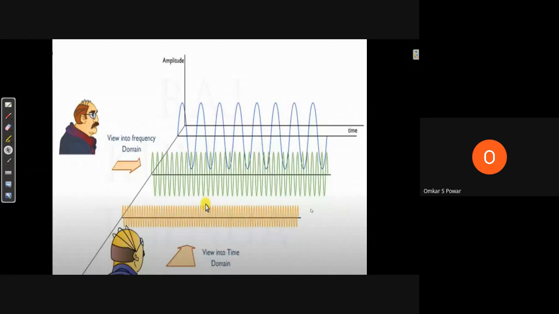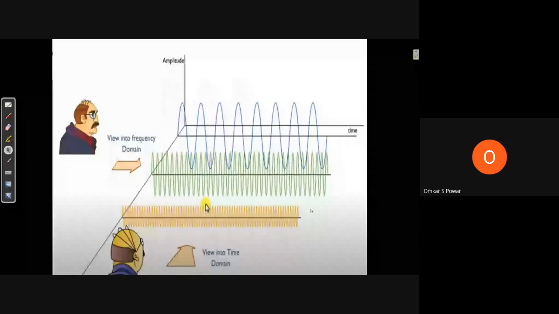Okay, so now the first question to you is, you have to ask yourself, why this frequency domain? Why not only time domain? That is the first question. So why is the question, and the answer is simple.